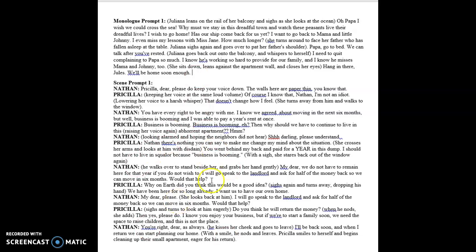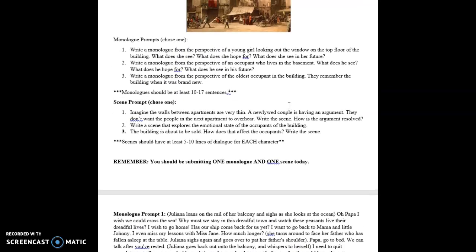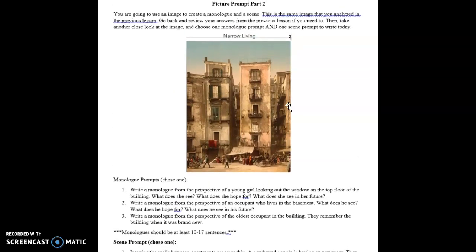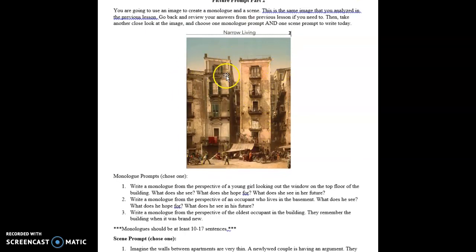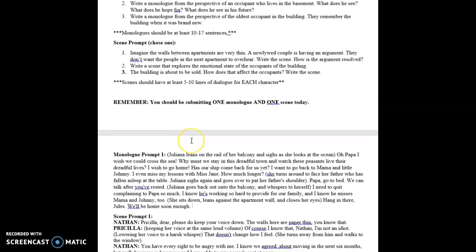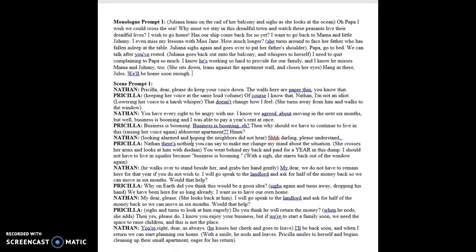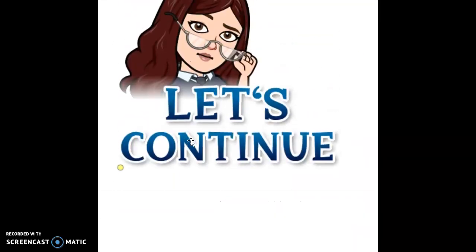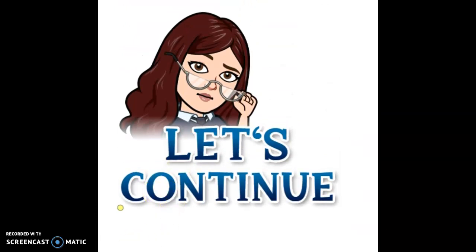Same thing with the scene. I could have ended it with her just being frustrated and walking away and him not responding or something, but that wouldn't have been a good story, so I kept going. All right. So this is what I'm looking for today. And I'm going to go ahead and end this so that way you can get started. Remember, you're basing it off of the same picture that you were looking at in the previous lesson. If you have any questions, again, you can send me a message through the school Gmail. I look forward to reading your work, and have a great day, guys.